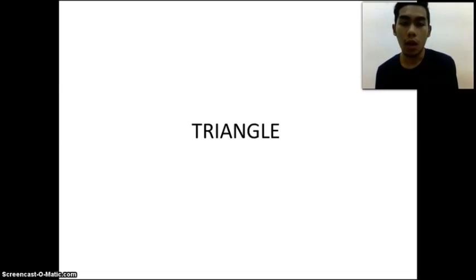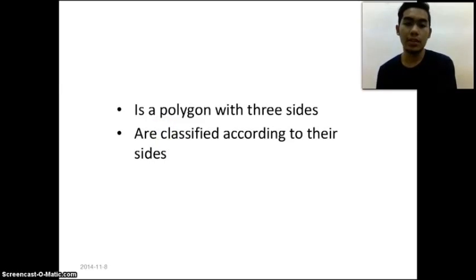Today I want to talk about triangles. A triangle is a polygon that has sides. We know that triangles are determined by their sides and their angles. So by this classification, we can determine their names.